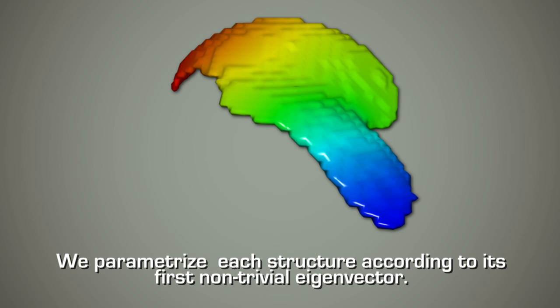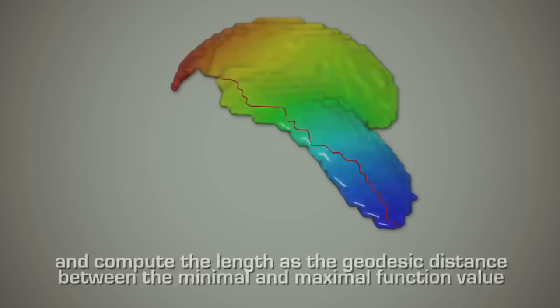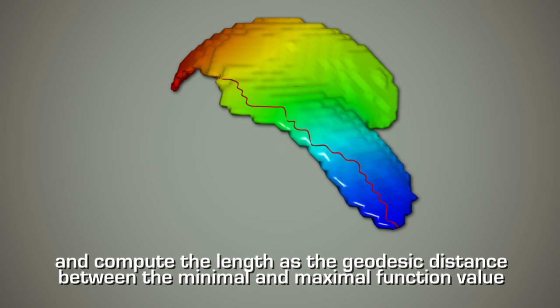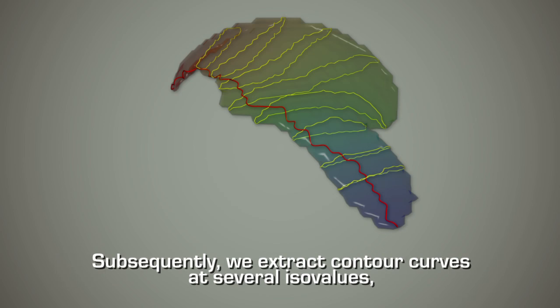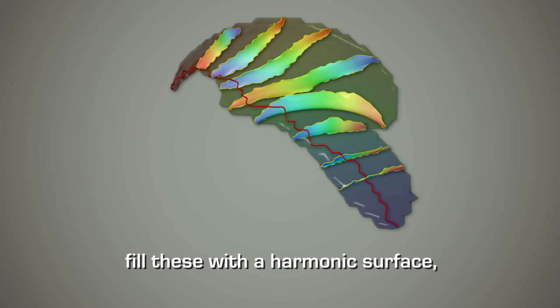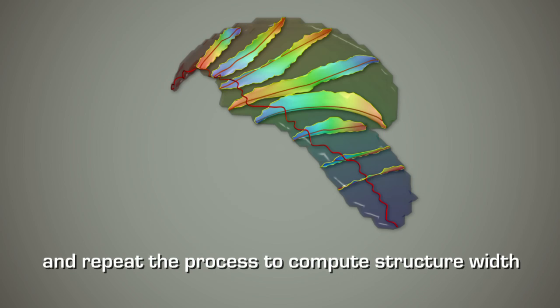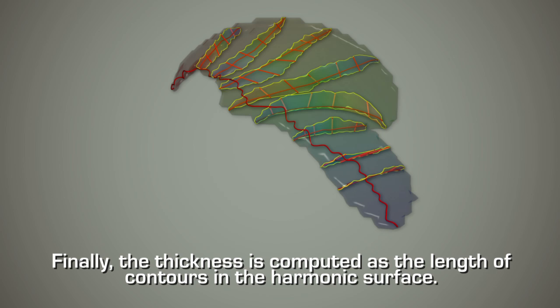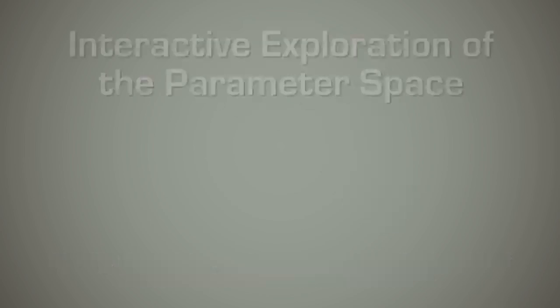We parameterize each structure according to its first non-trivial eigenvector, and compute the length as a geodesic distance between the minimal and maximal function value. Subsequently, we extract contour curves at several ISO values, fill these with a harmonic surface, and repeat the process to compute structure width. Finally, the thickness is computed as the length of contours in the harmonic surface.